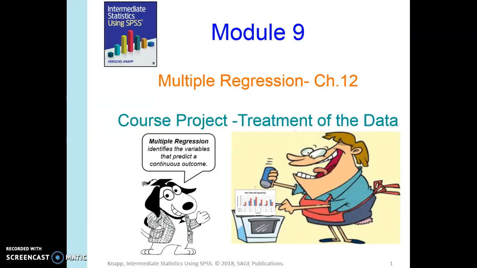You're going to do multiple regression. That's out of Chapter 12. And of course, project, you're going to write up a treatment of the data, a plan for that. Multiple regression identifies variables that predict continuous outcomes. And there you see the chef, I guess that's me, treating the data.